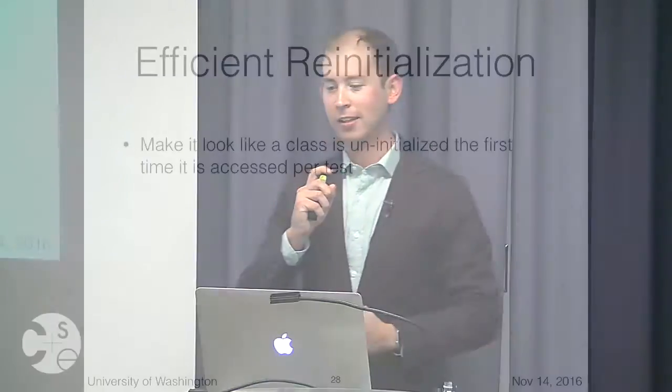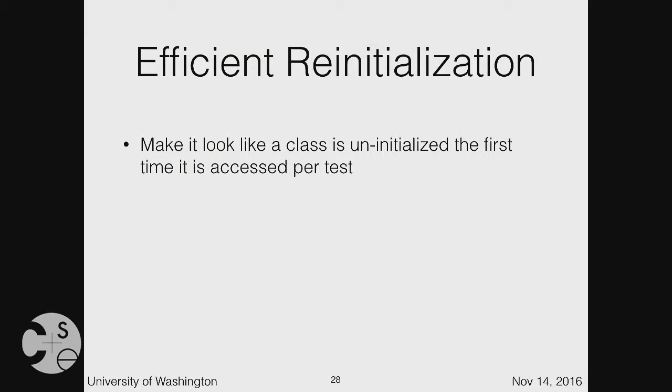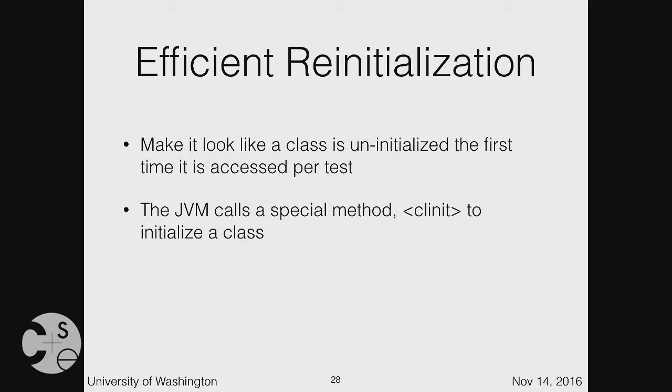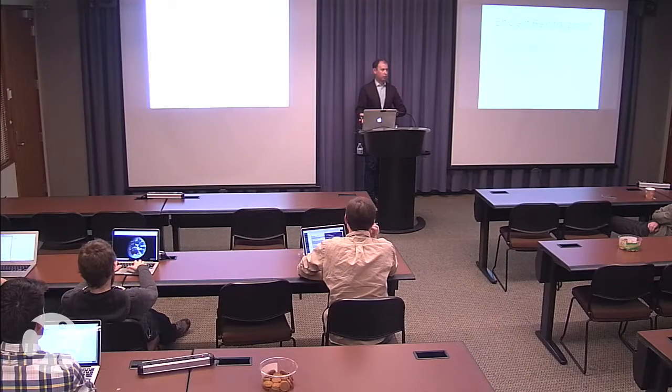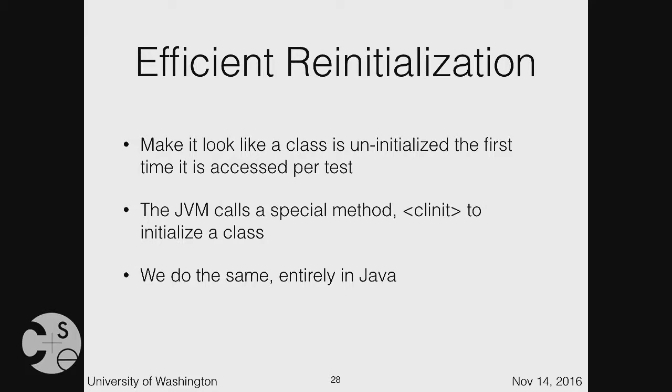Okay. So exactly what we do is we make it look like a class is uninitialized the first time it's accessed per test. What Dan's suggesting here is that there's this way that the JVM initializes a class when it's first executed. Basically, there's a special method on every class called CLInit. It is called when the class is loaded, and this causes it to be initialized. So our high-level idea is that there's already this mechanism for initializing something to a clean state. All that we need to do is coerce this thing to get called.